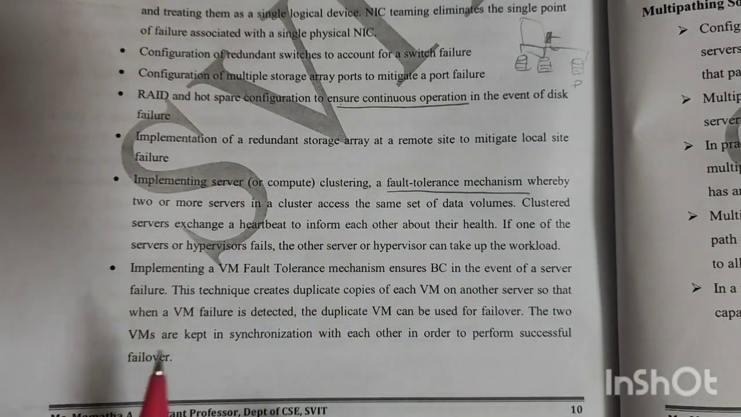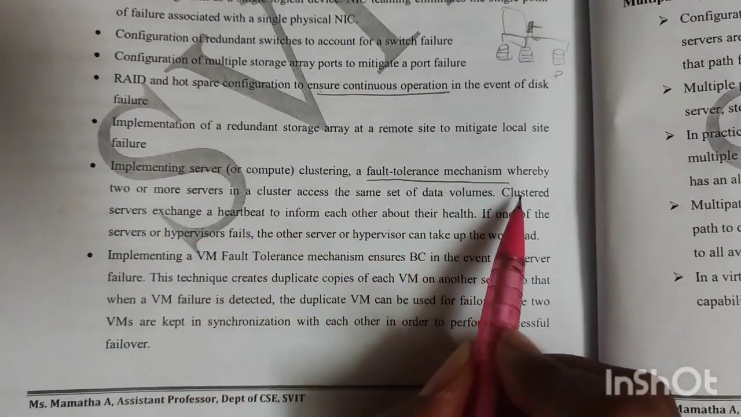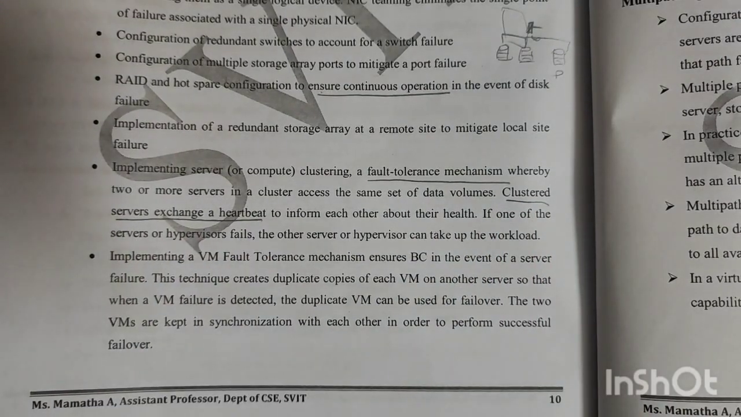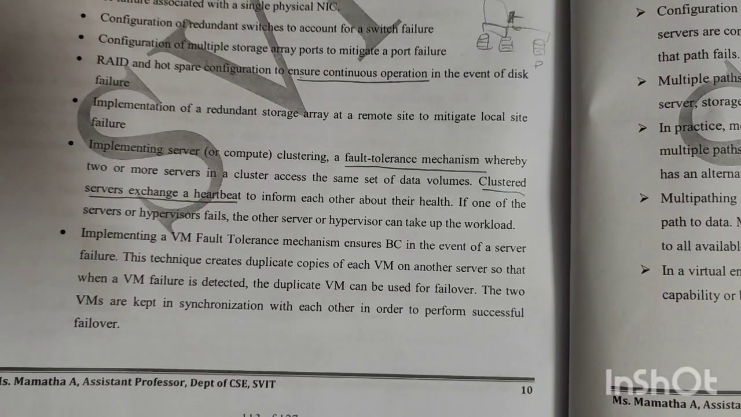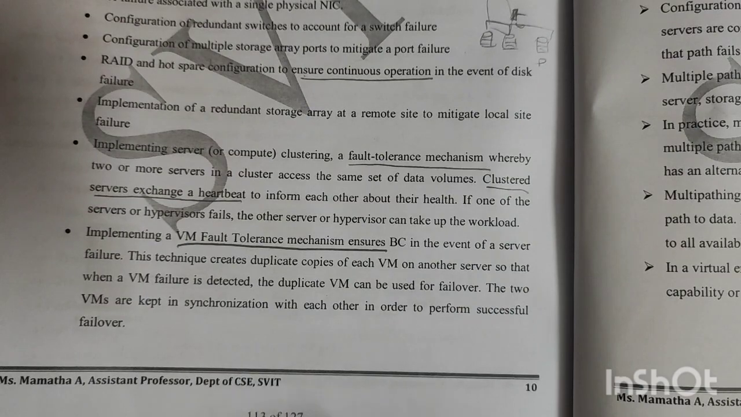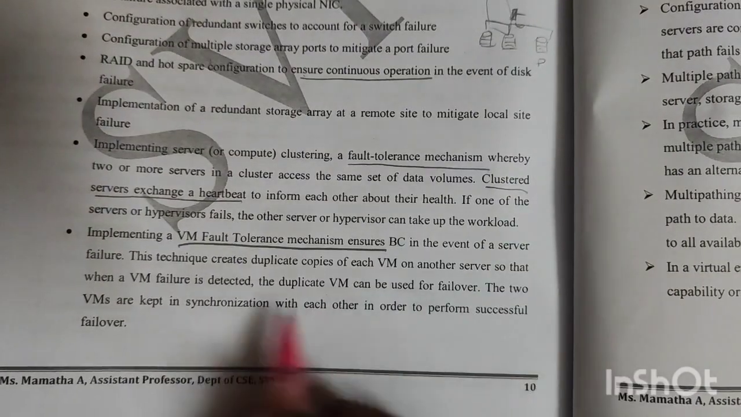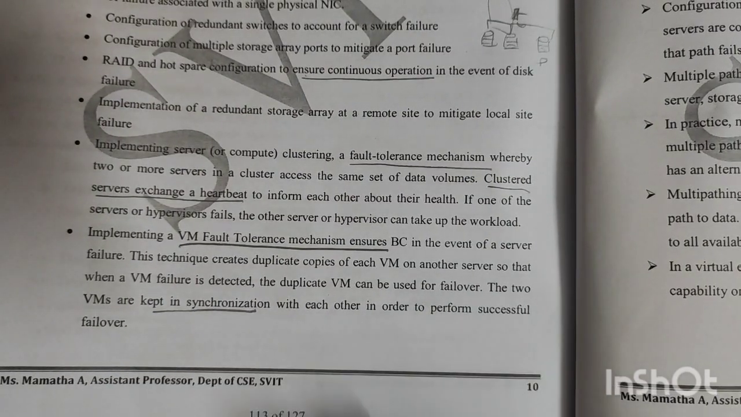So you're trying to implement as many fault tolerance mechanisms as possible, and clustered servers exchange a heartbeat for information. Then you're implementing VM fault tolerance also, because in storage you have VMware, right? So you're using VM fault tolerance also. So two VMs can be kept in synchronization with each other in order to perform a successful failover.